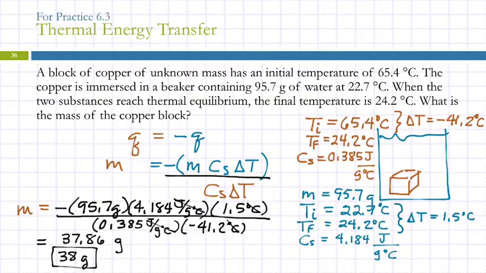If you get negative 38, you should be bothered. You can't have negative mass. We have a negative sign in the front here, and we have a negative temperature change. In any situation like this, you're going to have a positive temperature change and a negative temperature change. One's going up, one's coming down. Any questions?